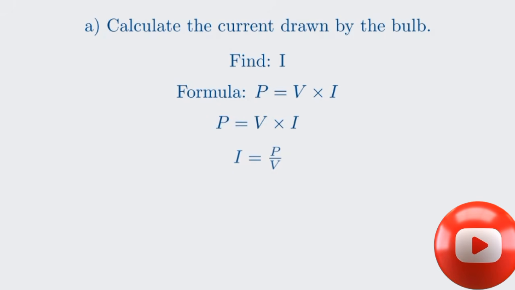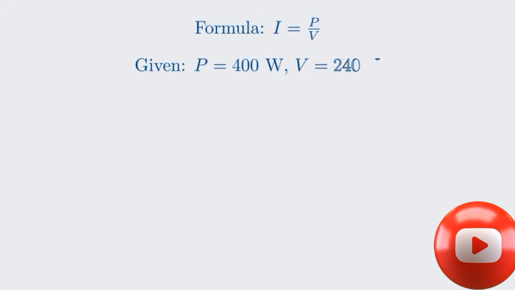Let's review that. We started with the power formula, P equals V times I, and rearranged it to solve for the current, I equals P over V. This is the formula we'll use. We now have the formula and the numbers, so let's substitute them in and calculate the current. Our rearranged formula is I equals P over V. We're given that P is 400 watts and V is 240 volts.